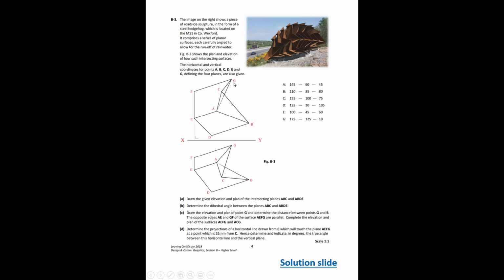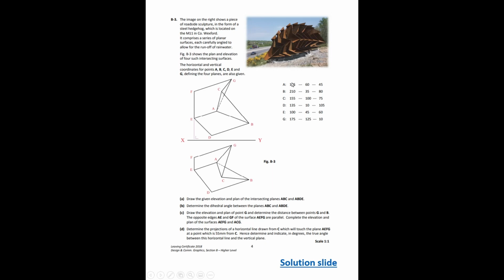It shows the plan and elevation of four such intersecting surfaces. The four surfaces they're talking about here are ACG, the triangle, ACB, another triangle, AGFE, a four-sided polygon, and AEDB, another four-sided polygon. So there we have those intersecting surfaces. The figure and vertical coordinates for points A, B, C, D, E, G, defining the four planes, are also given. We see on the right hand side all the locations of all our points.